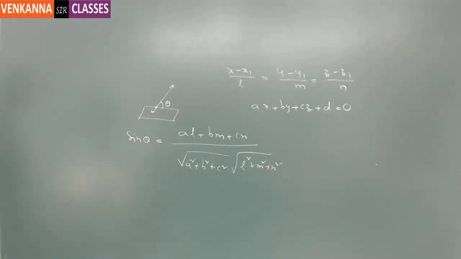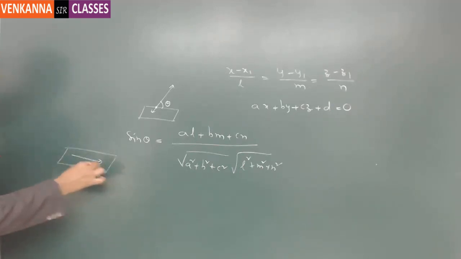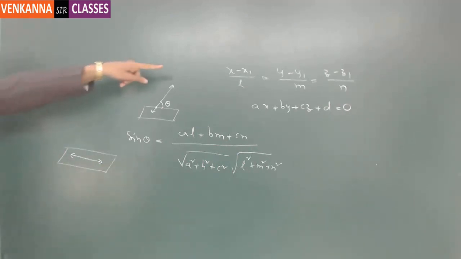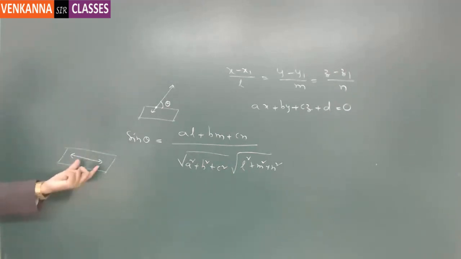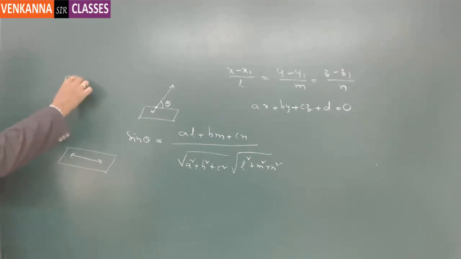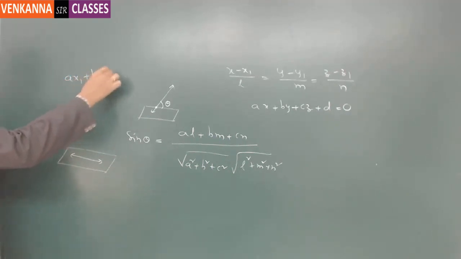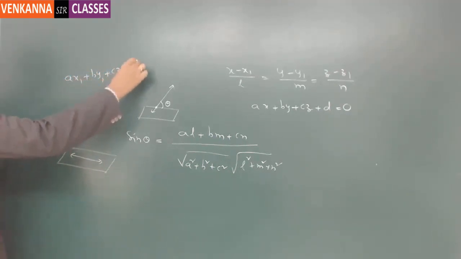So if the line completely lies on the plane, let us imagine that this is the plane and the line completely lies on it. Then what happens? The point on the line (x1, y1, z1) satisfies the plane equation. So you have ax1 + by1 + cz1 + d = 0.